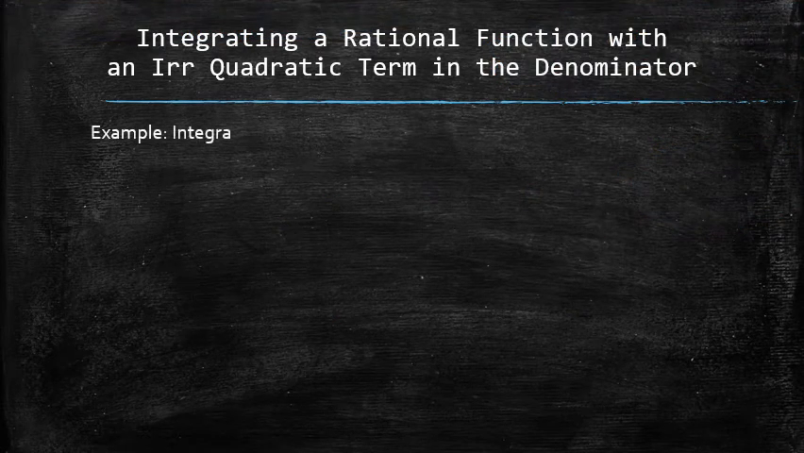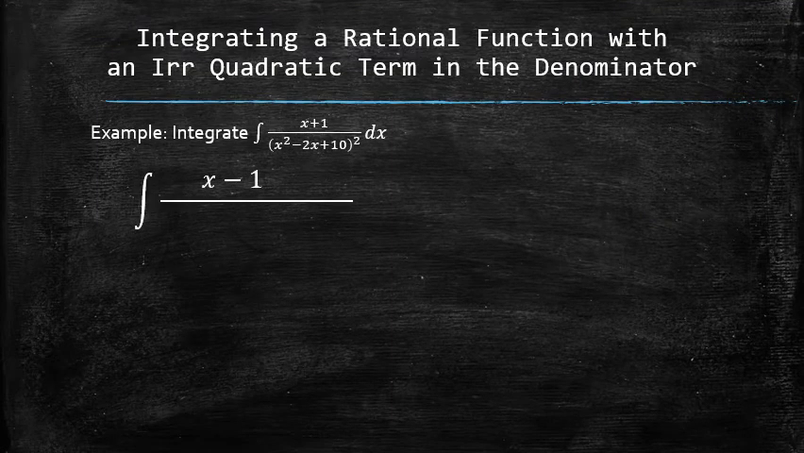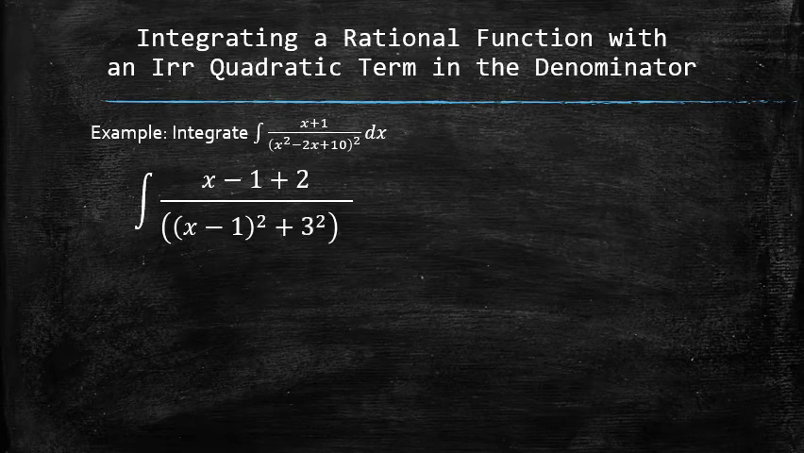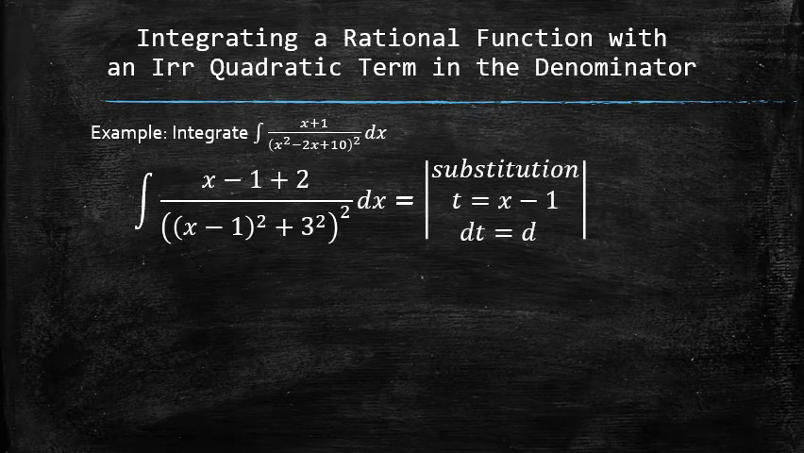Let's do an example. We complete the square in the denominator and add and subtract 1 in the numerator. Then we set up a substitution by setting a new variable, let's say t, equal to x minus 1, and expressing dt in terms of dx.